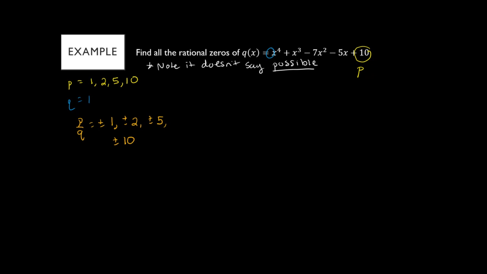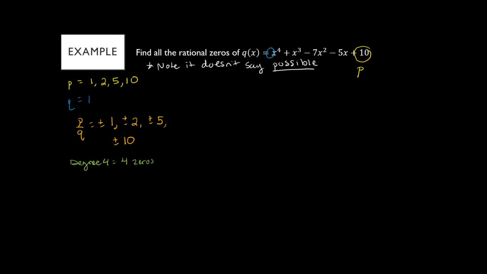Now this polynomial has a degree 4 because that's the highest exponent. So that means we have 4 zeros. So if we have found 4 rational zeros, then we can stop because there's not going to be more than 4. That's the maximum number of zeros.